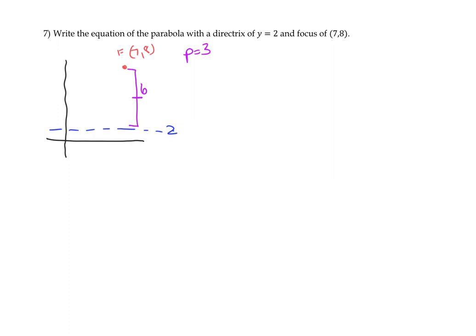So I think about 8 minus 3 is 5. And that 7 stays the same. So this is my vertex at 7, 5. So there I have my p-value and my vertex. I know that my focus is always in the middle. So I know that this is an x squared opening up, so the p is positive. So I have x minus 7 squared equals 4 times that p of 3 times y minus 5. And there we have it. There's our last conic.